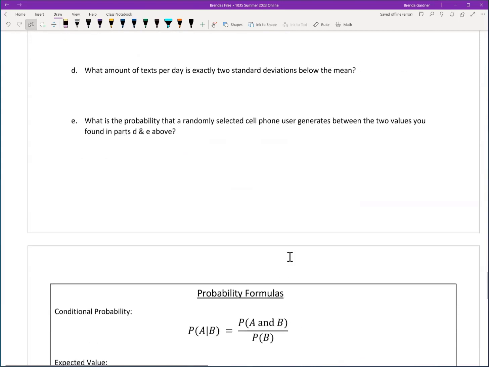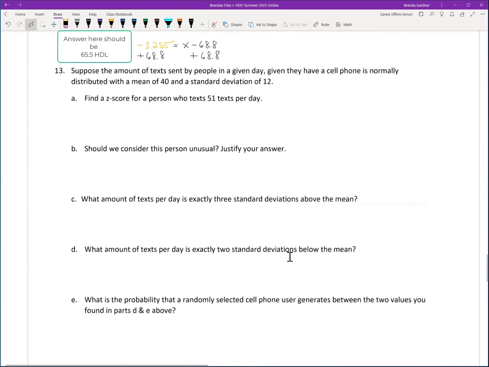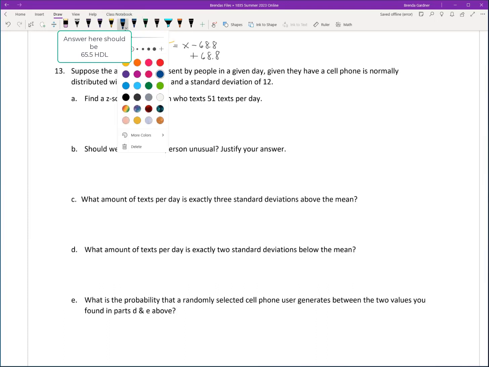Let's wrap this up. We've got our last question, question 13. That's an unlucky number to end on, but hopefully you guys are lucky on your tests and can remember everything that we have gone over.